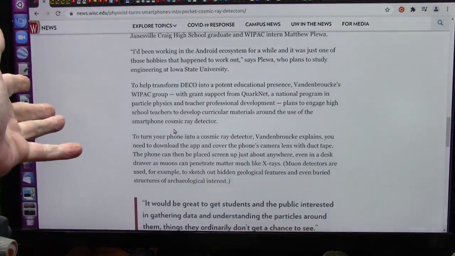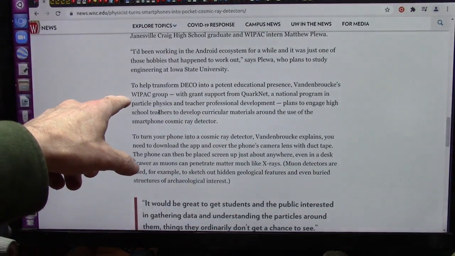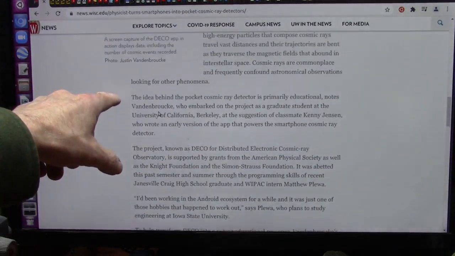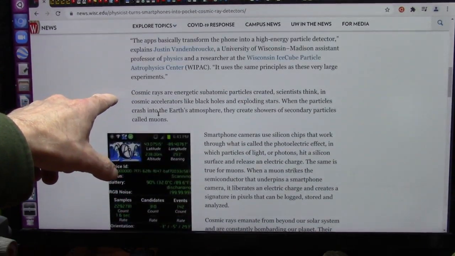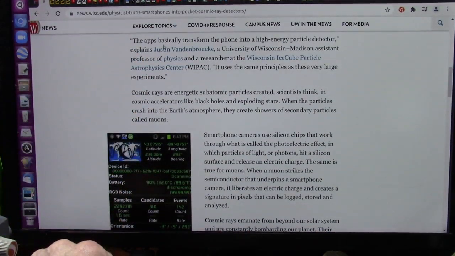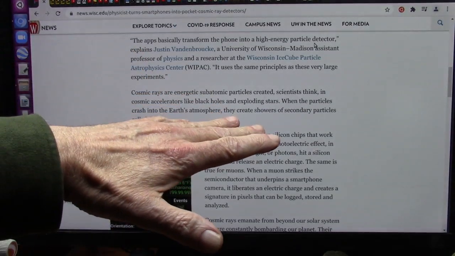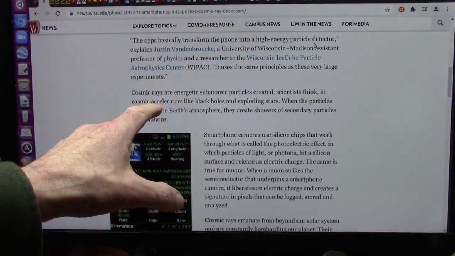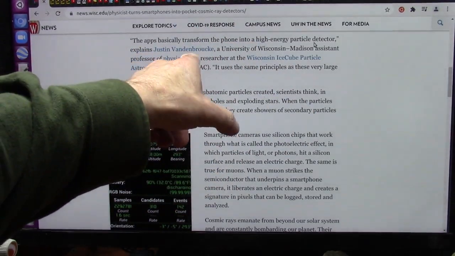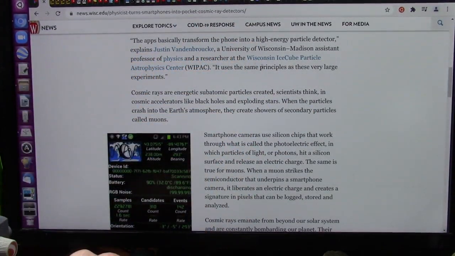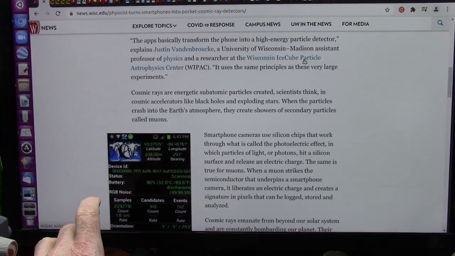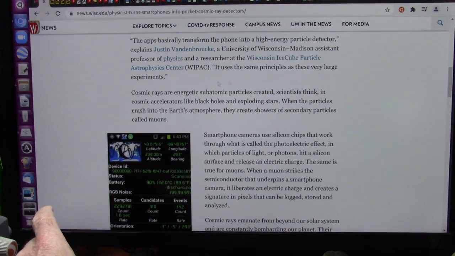And here's the thing, somewhere down in here. It says, right here, the apps basically transform the phone into a high energy particle detector. That's why you can see all these high energy ones. You won't see anything that's not high energy, explains Justin Vanderbroek, University of Wisconsin-Madison assistant professor, researcher in the IceCube Particle Astrophysics Center. It uses the same principles as these very large experiments.